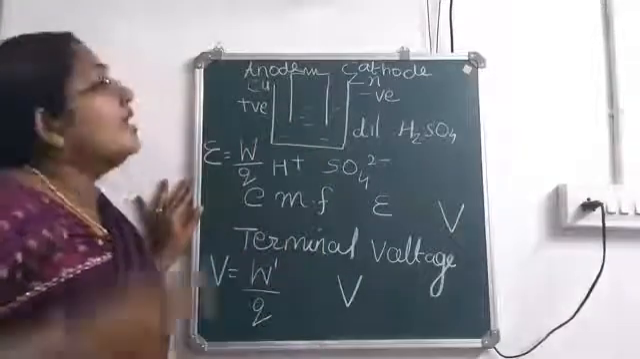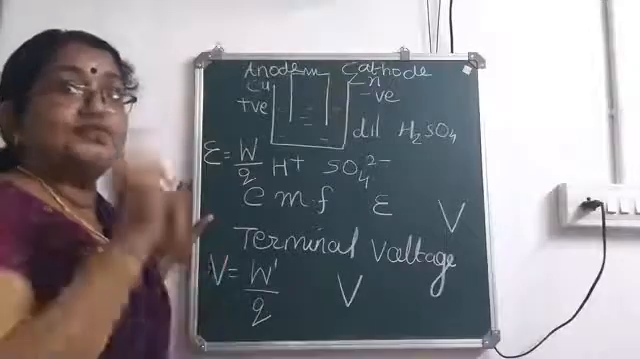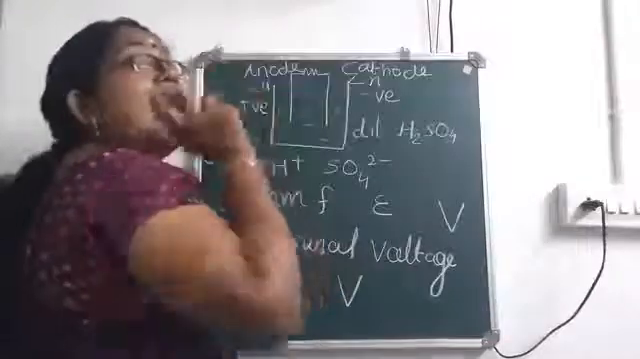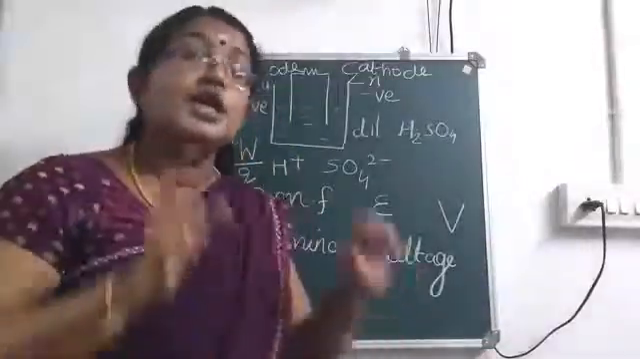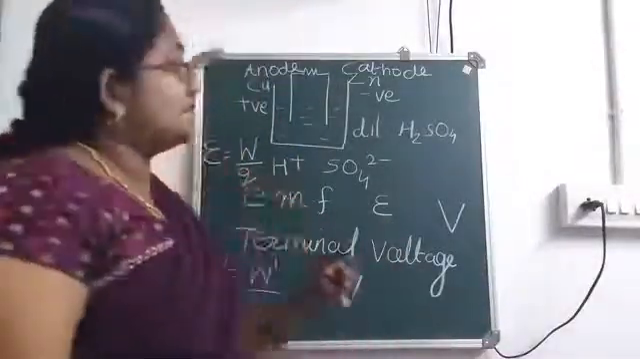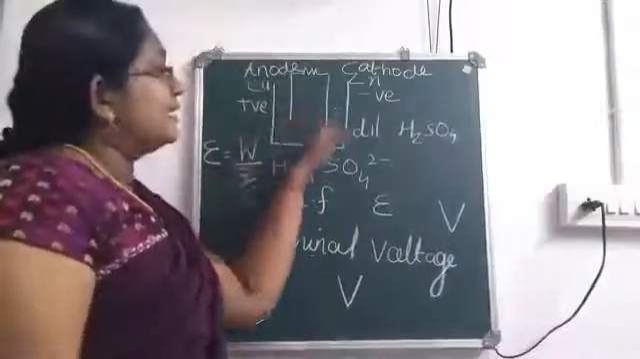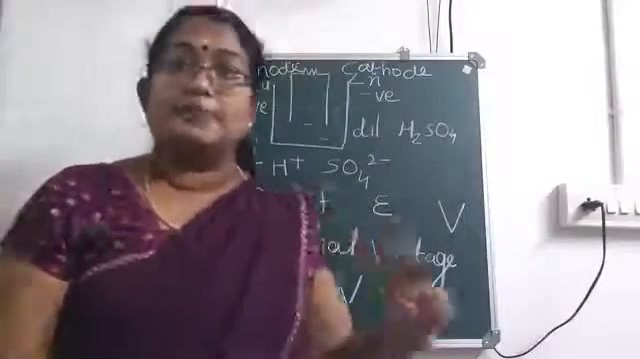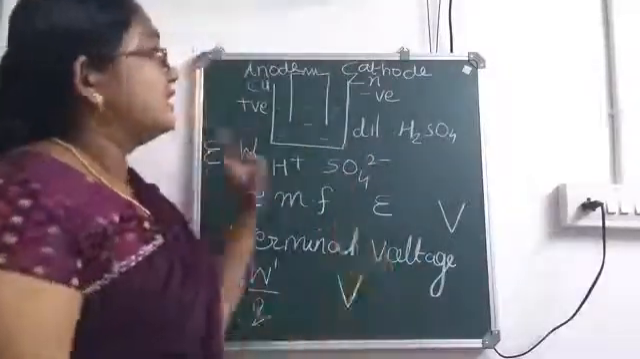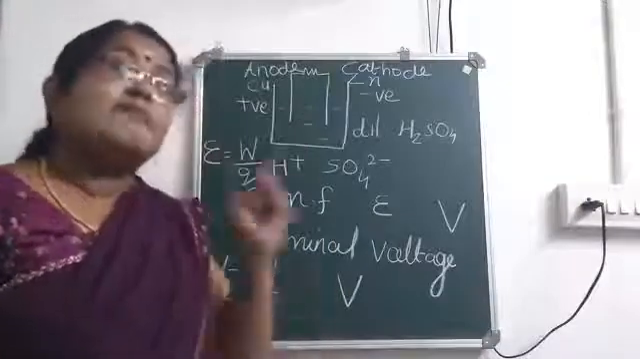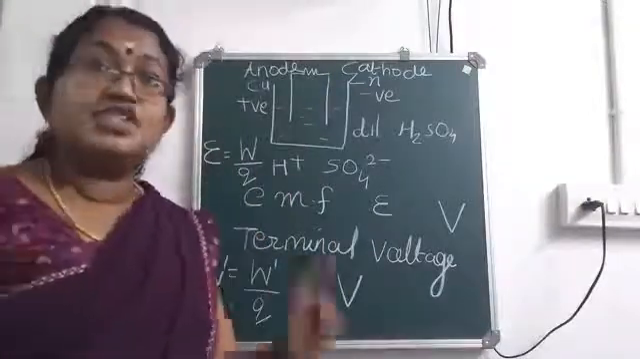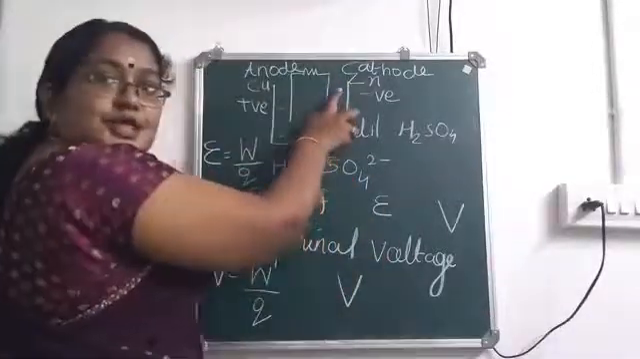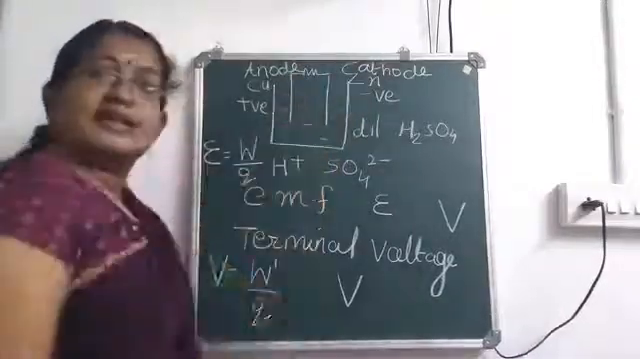Did you understand? In the case of EMF, we considered the entire circuit. How much work has to be done to move a unit positive charge through the inner part? Inner part means through the electrolyte and outer part means the externally connected circuit. So both these things come in the case of EMF. But when you are considering terminal voltage, it is the work done to move a charge through the external circuit. There we considered only the external circuit.